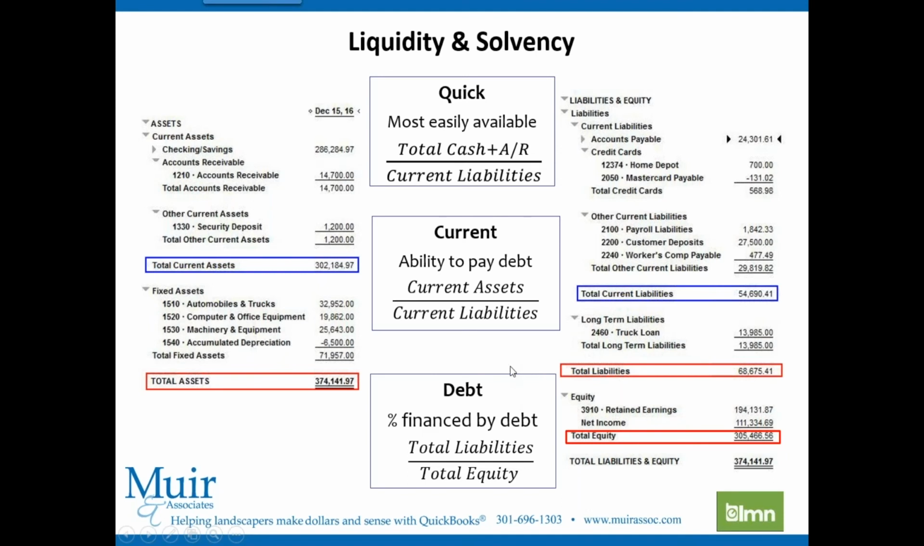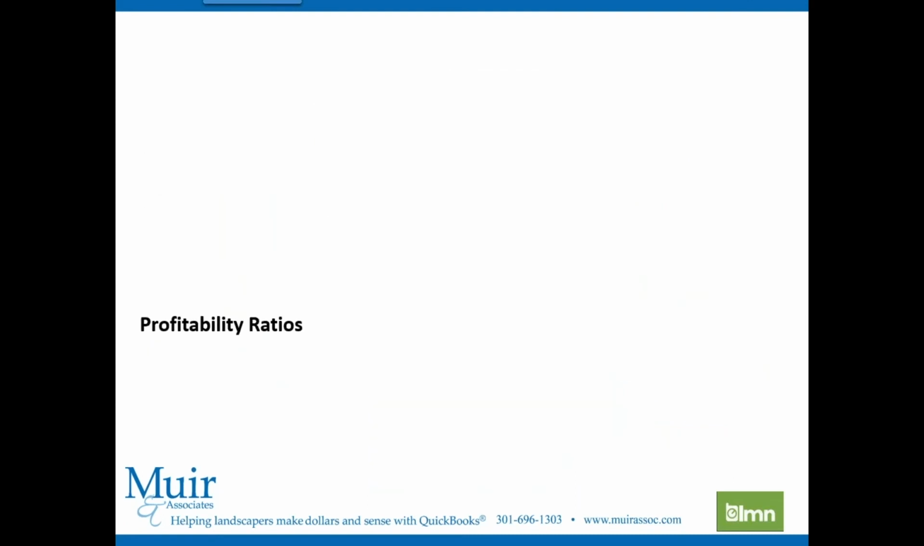And then you're looking at your debt and what percent of your business is actually financed by debt. So again, when you start to see this getting higher, that could also be a reason why you may be struggling to pay some of the bills, even though the P&L says that you're actually showing a profit.